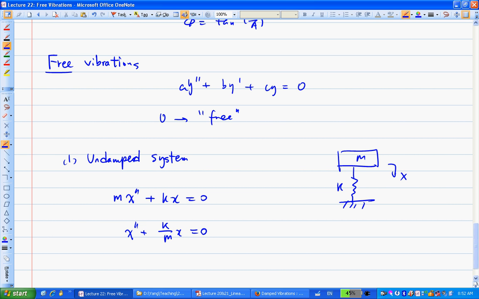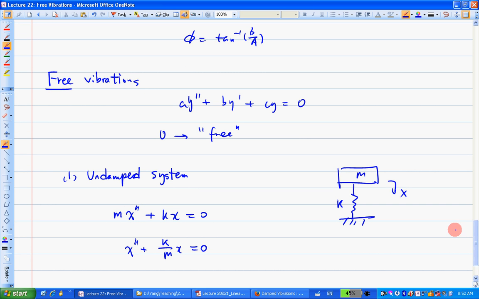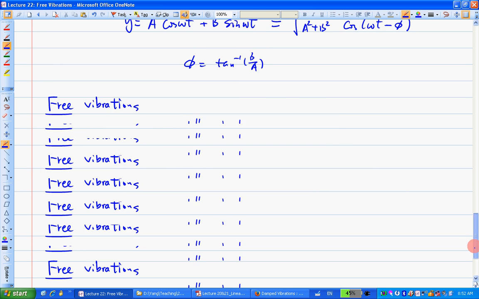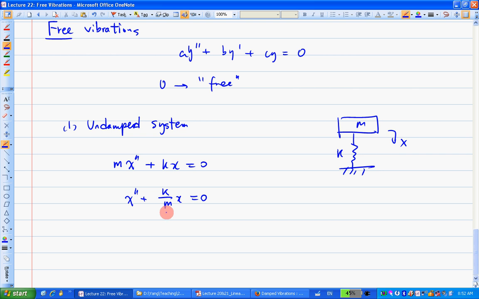So I got this one here, right? For this particular one, if I compare it with the last example I had here, that's exactly the same format, isn't it? So then what I can say now is, for this particular one, the lambda is positive negative jk over m. So that's the lambda value.